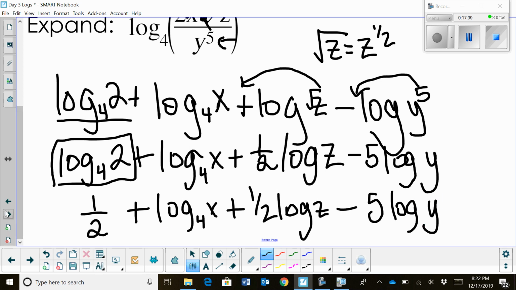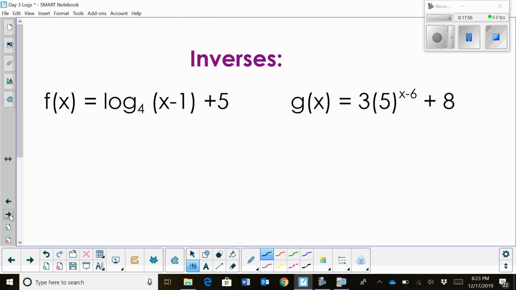And that's how we do it. Oh, I forgot my base 4s here. I dropped those by accident along the way, so I'm going to go back and add those in everywhere I'm missing those. So don't be like me and drop your logs. Make sure your base follows you along.